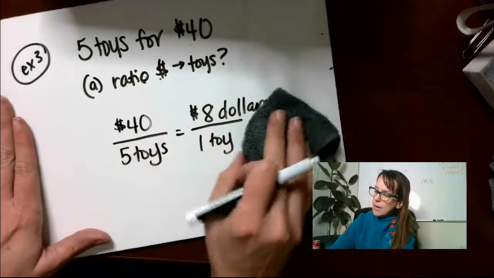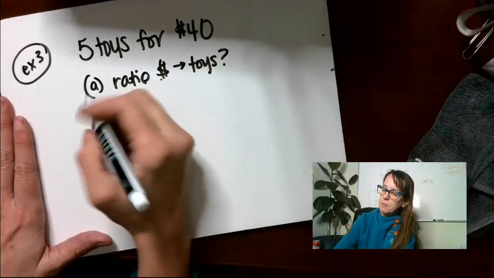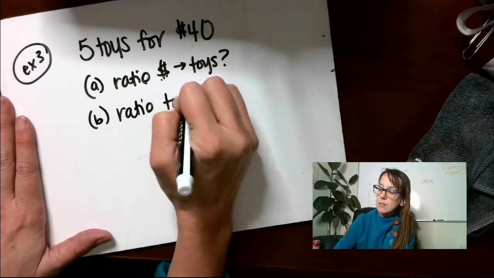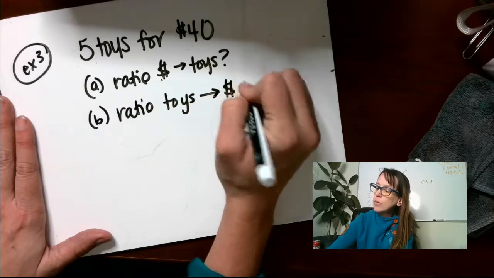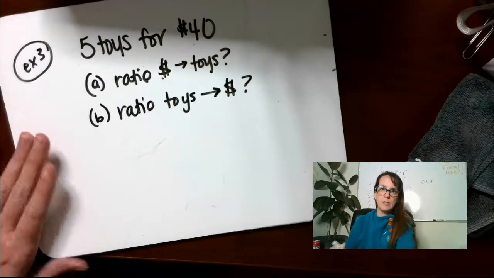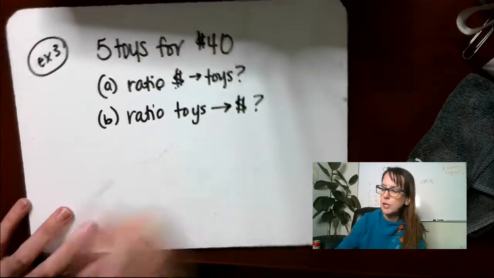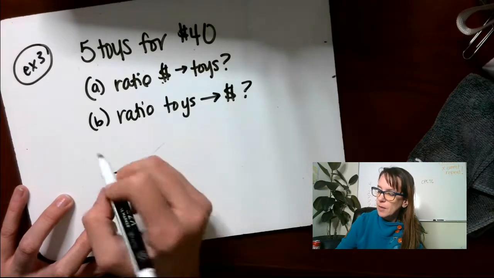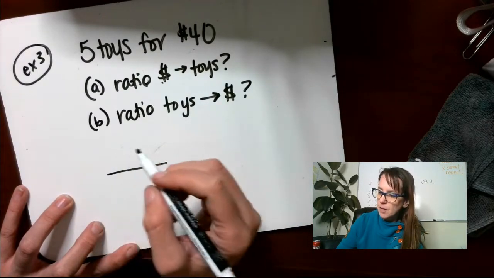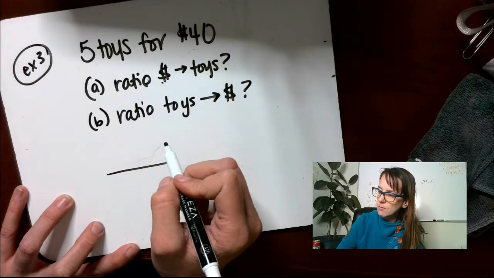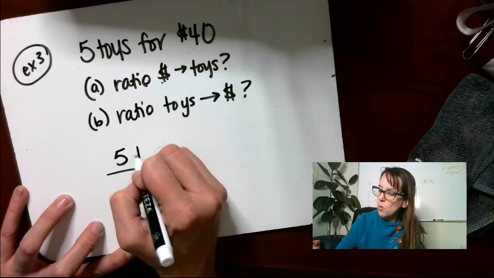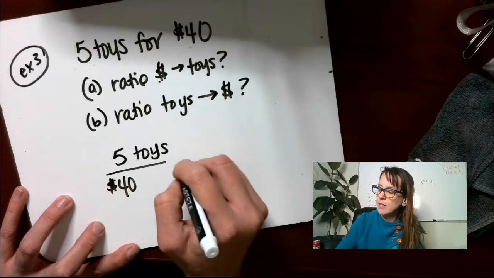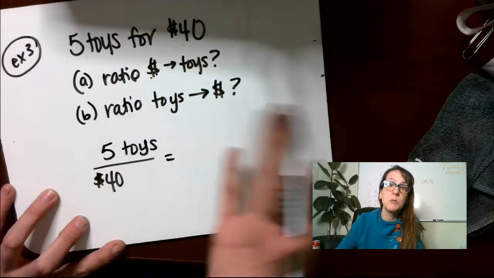Now, the next one asks us, B, what is the ratio of toys to dollars? Guys, it's really important that you're reading these correctly to make sure that you get the proper ratio. So the ratio for toys to dollars is going to be 5 toys and $40, right? It's going to be the same thing. We're going to be dividing or reducing this fraction.